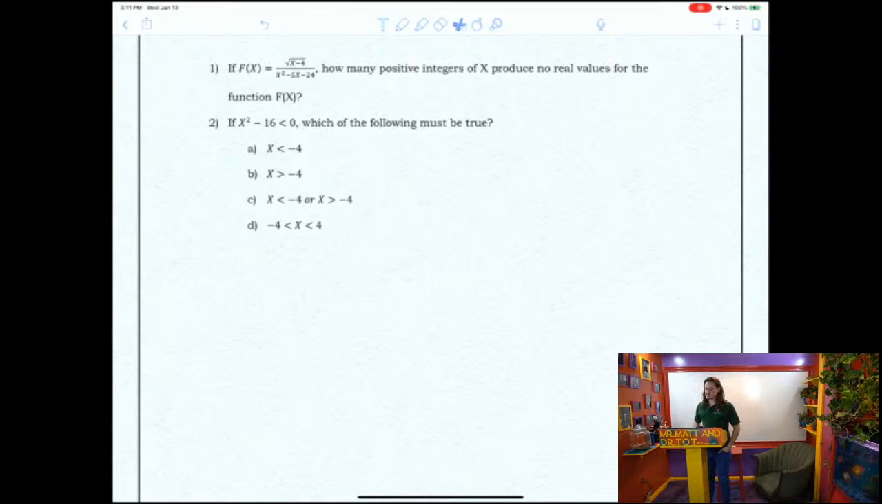So number 1 says, if f of x is equal to the square root of x minus 4, quantity divided by x squared minus 5x minus 24, how many positive integers of x produce no real values for the function f of x? Number 2 asks, if x squared minus 16 is less than 0, which of the following must be true? X is less than negative 4, x is greater than negative 4, x is less than negative 4 or x is greater than negative 4, and finally negative 4 is less than x, which is less than positive 4. So I'll give you 6 minutes, and after 2 minutes I'll start to solve.